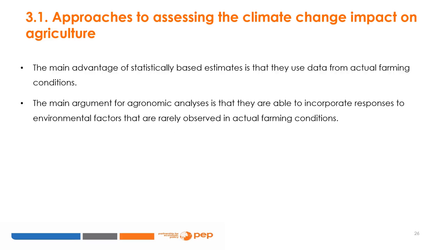The main advantage of statistically based estimates is that they use data from actual farming conditions, thus capturing a farmer's economic optimization and behavioral responses to risk. The main argument for agronomic analysis is that they can incorporate responses to environmental factors that are rarely observed in actual farming conditions.